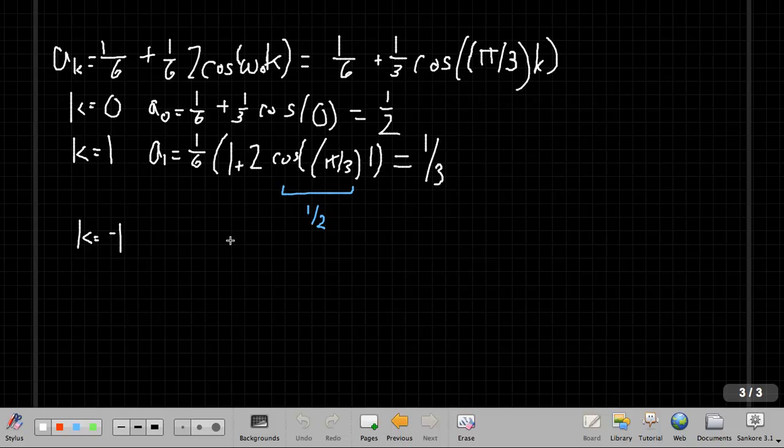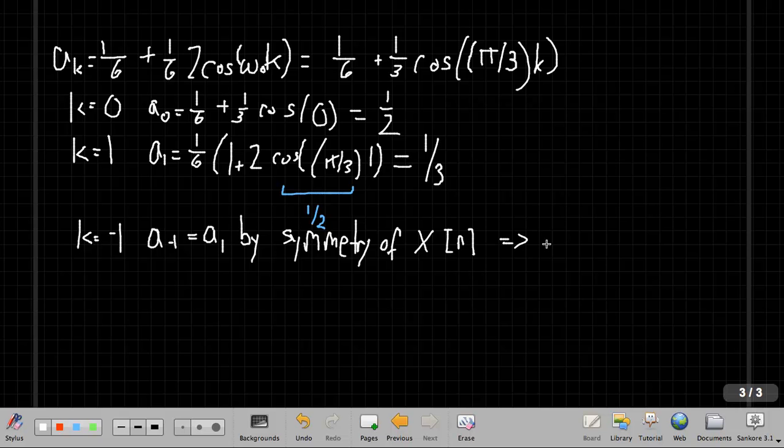So that tells me that a of -1 will be equal to a of 1 by symmetry. That's not always true, but on signals like this that are symmetric, the symmetry of x of n tells me that a of -1 equals 1/3.